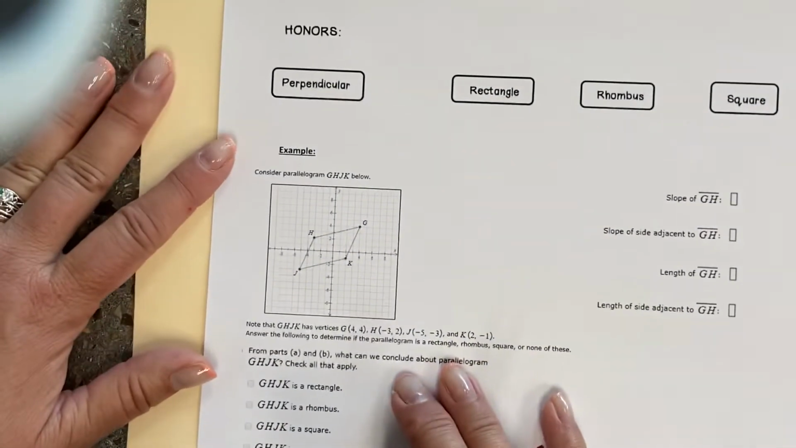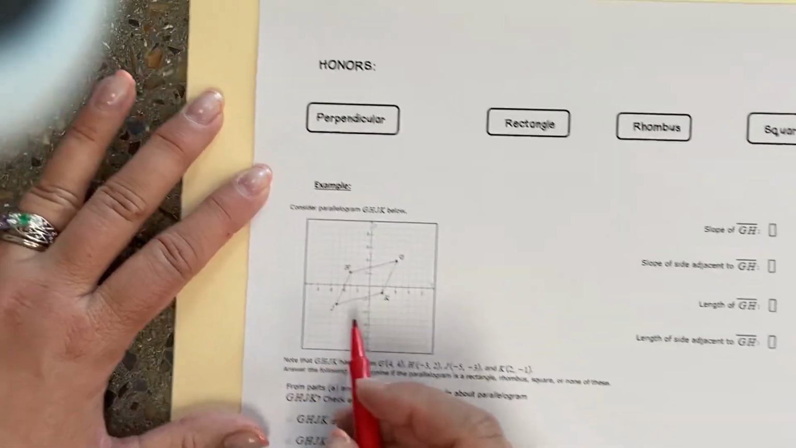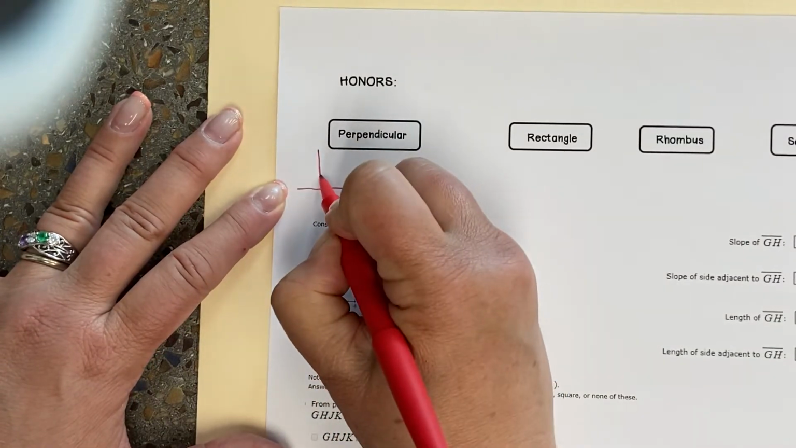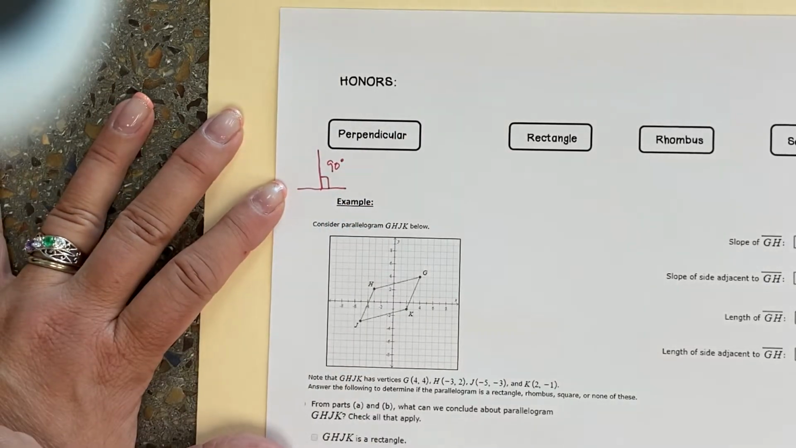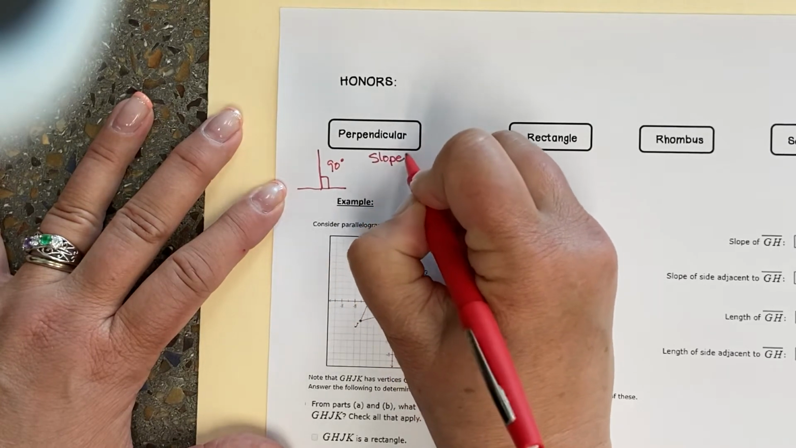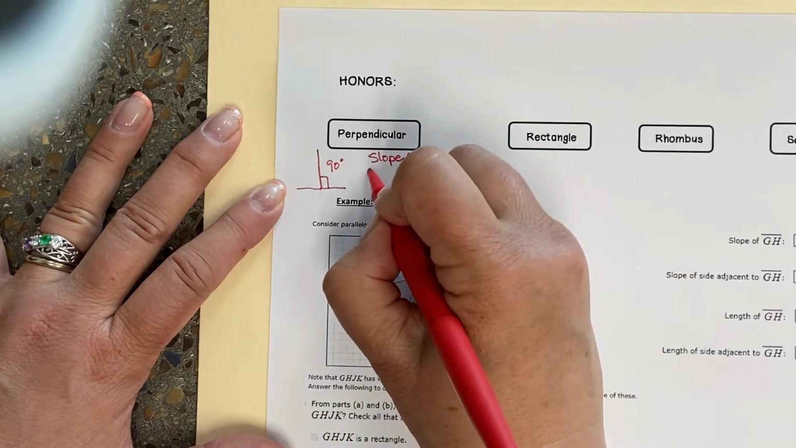All right, honors section, a few more things. Perpendicular. So perpendicular is when the two lines meet together at a 90-degree angle. And that is when the slope has to be an opposite inverse.